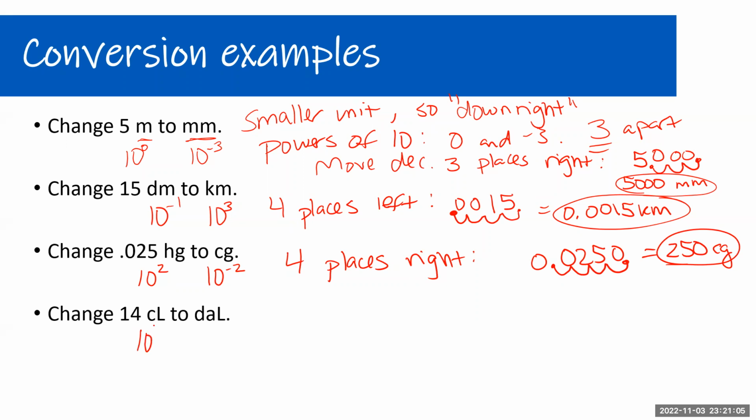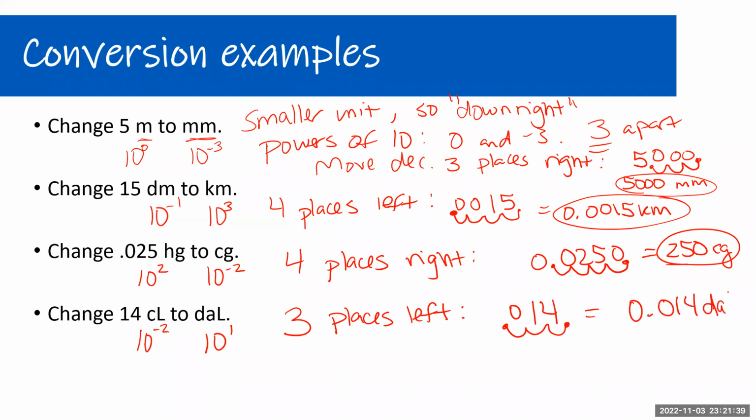14 centiliters. Centiliters is negative 2. Decaliters, not deciliters. Be careful there. Decaliters. That's just 10 to the 1. Okay. We're going from a smaller to a larger, so we're going to go to our left. How many places? Well, negative 2 to 1 on a number line is 3 apart. Okay. The 3 places to the left, we're going to start with 14. 1, 2, 3. That's going to give us 0.014 decaliters. Okay. Always look at that difference in powers of 10.